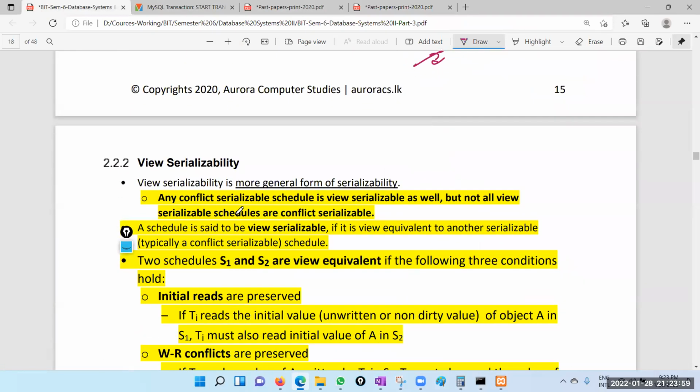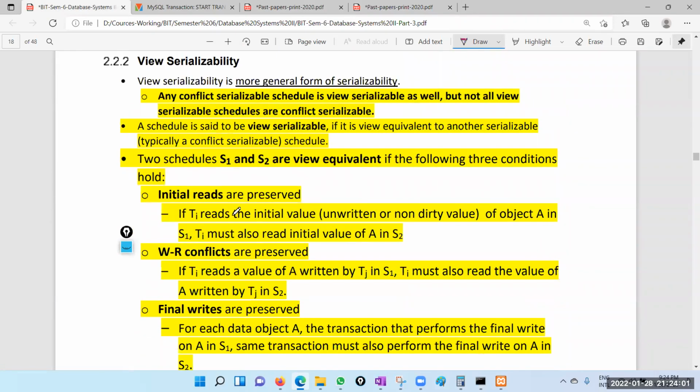Okay. Right. So now we are moving to the second part. That is, using the precedence graph, you can check whether it is conflict serializable. If so, to which serial schedule it is conflict serializable. So I told you that. So we have the serial schedules.